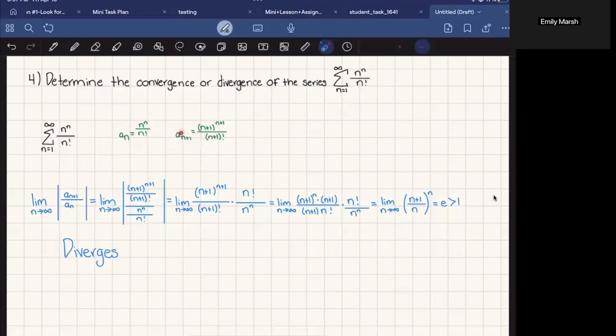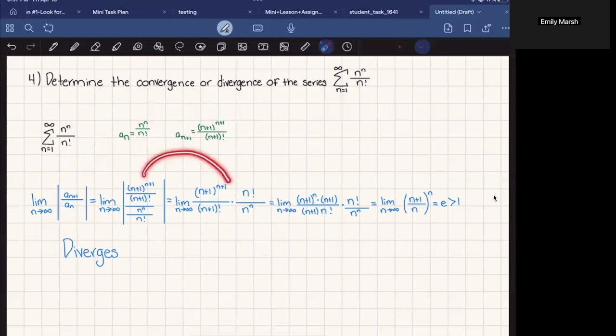A sub n plus 1 is different. We are substituting n plus 1 into anywhere we see an n. So in this case, a sub n plus 1 is n plus 1 to the power of n plus 1 divided by n plus 1 factorial. So now we're going to take the limit as n approaches infinity of the absolute value of a sub n plus 1 divided by a sub n. This here is when we substitute in our actual values for the series.